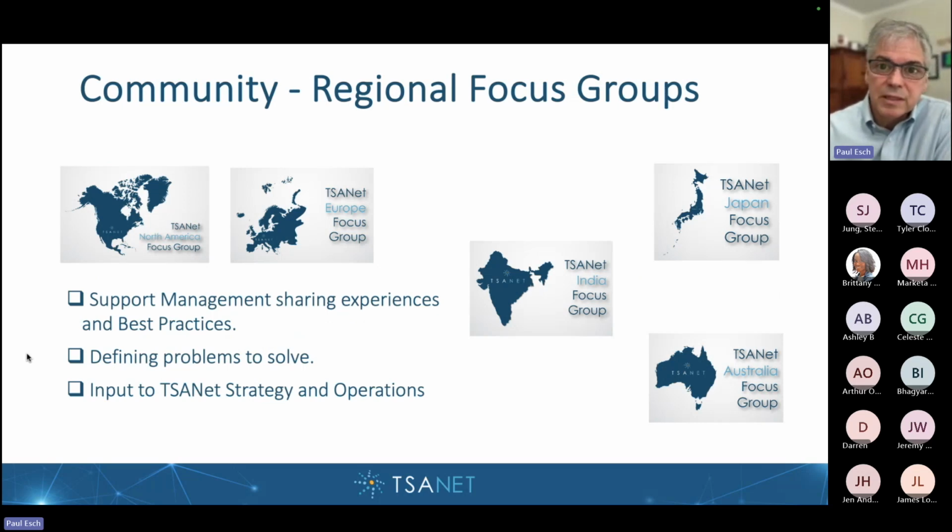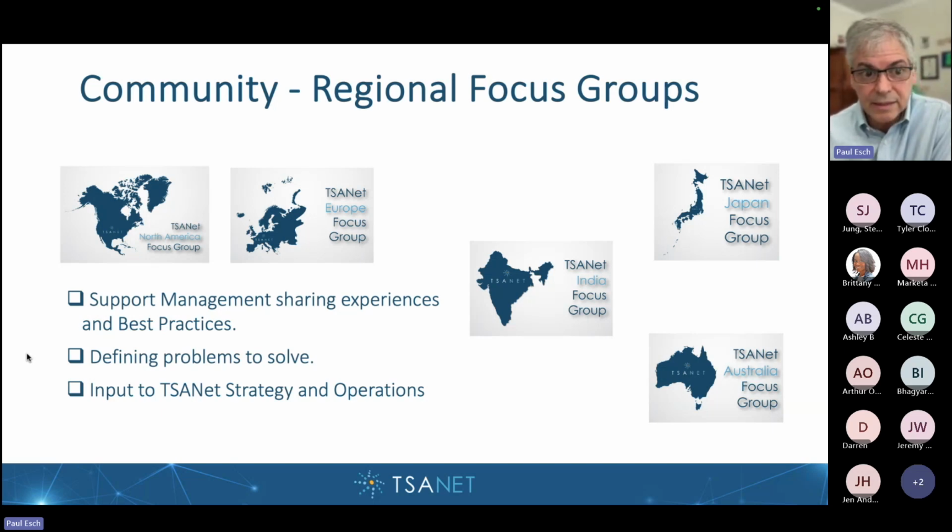The second aspect of the community is the regional focus groups, and these have been in place for about 10 years. Maybe not all of them, but it started with the North America focus group and the Europe focus group. Those have been in place the longest, but over the years we have expanded to include India, Japan, and Australia as well. Wherever you have support centers and management, these are good opportunities to get those folks involved, and as a multinational company, which I know most of our members are, it's appropriate to have managers attending in your different regions. It's not a case of, I'm the TSANet business manager, I'm the only one who should be involved with TSANet. This is a great opportunity to make sure all your support centers have somebody engaged with TSANet and participating in these communities.